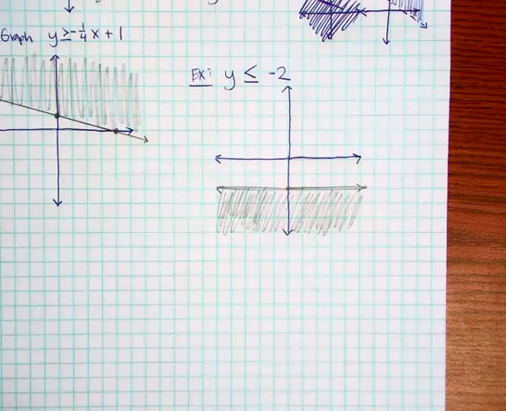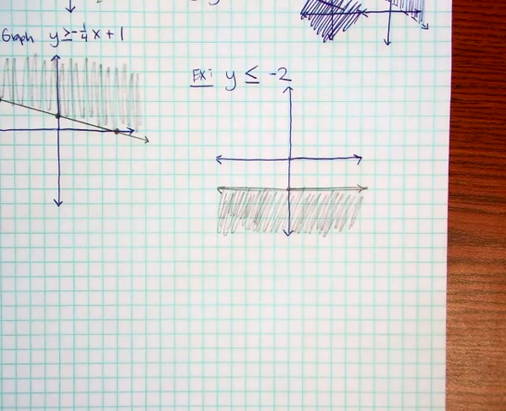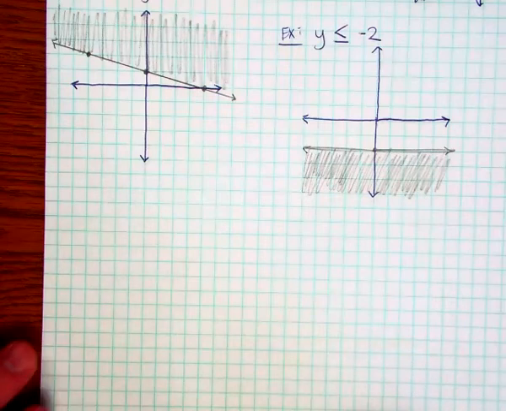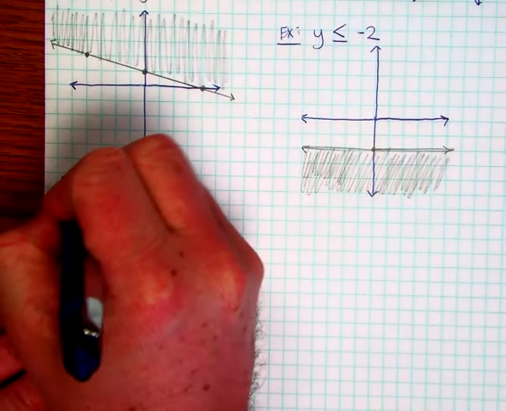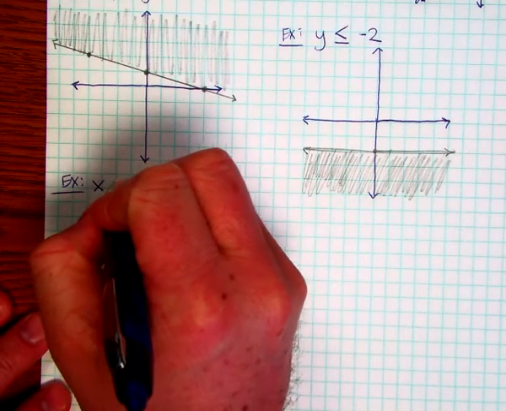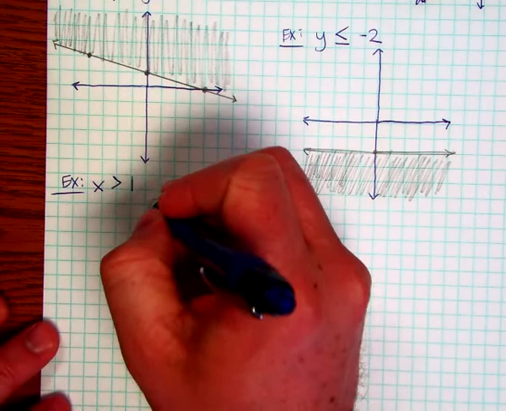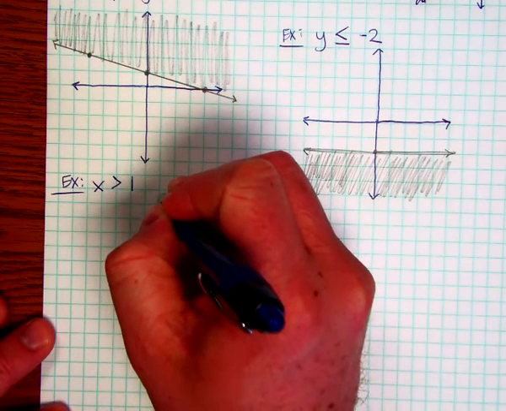And that's it for a horizontal line. Horizontal lines are usually very, very easy to figure out where to shade. What's going to be a little more difficult for us, I think, is this one. What if instead of y, it says x? We'll say greater than 1. If I try to graph this one, things are a little bit different.